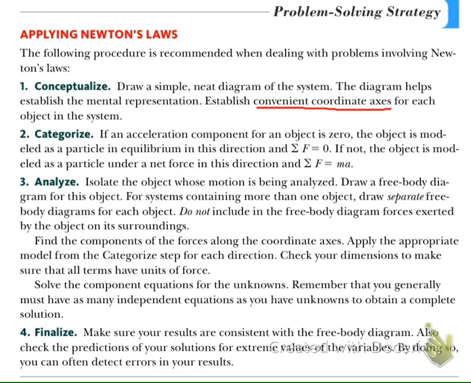The second step is to categorize. If an acceleration component of an object is 0, the object is modeled as a particle in equilibrium, as we have discussed, and the net force is 0. If not, it means that the acceleration is not 0. The object is modeled as a particle under a net force in this direction, and we have that the sigma F is equal to ma.